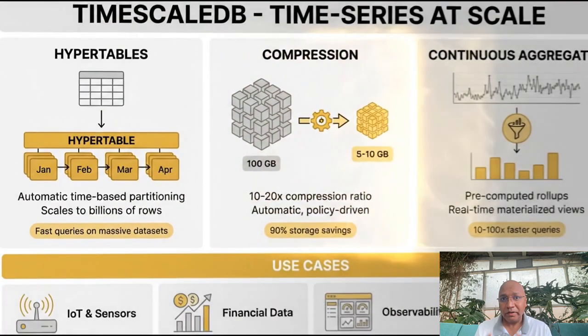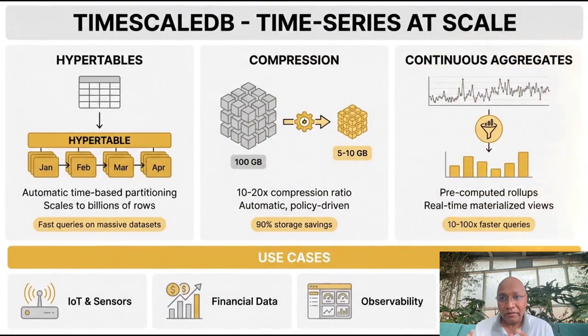And the second big feature is the compression of this time series data. Just like we talked about on the Postgres side of things, TimescaleDB time series data can also be automatically compressed so that you can save a lot on storage cost without compromising on performance.